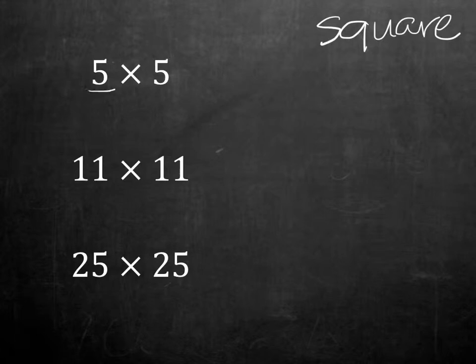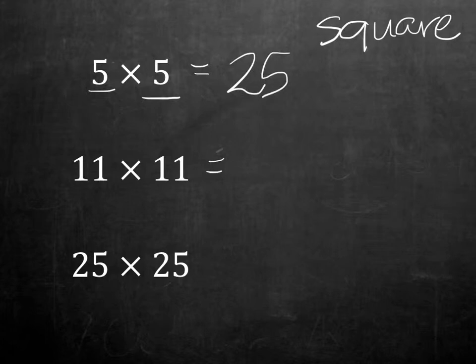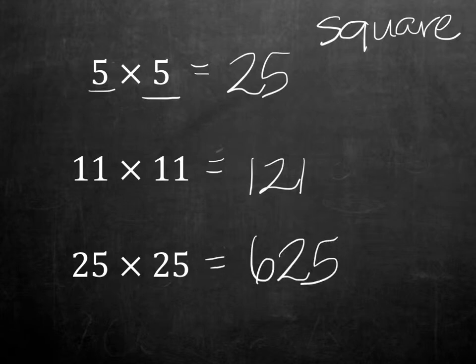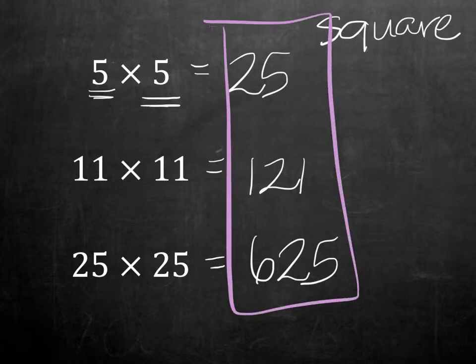So you're going to see, for instance, 5 times 5, that's equal to what? 25. 11 times 11 is 121. And 25 times 25, if you don't know that one off the top of your head, is 625. Okay, so since in all of these cases, I took the same number, multiplied it by itself, and that number was an integer, we're going to call these numbers perfect squares. Perfect squares are numbers that have integers for their roots. And the root is the number we multiplied by itself to get that number. So in the case of 25, 5 was the root.